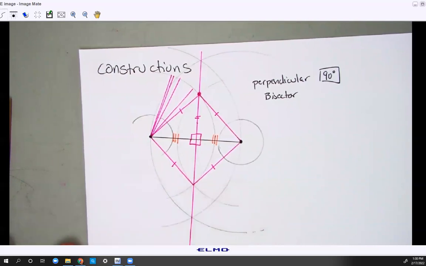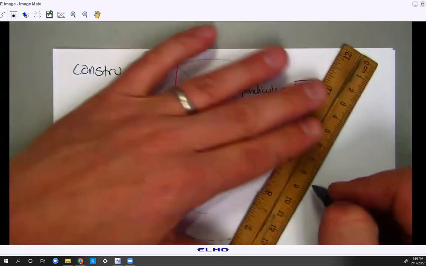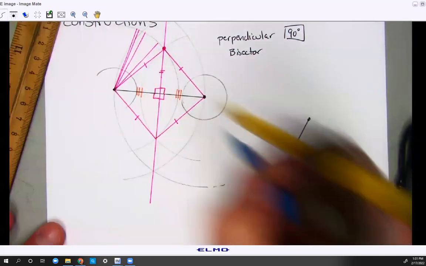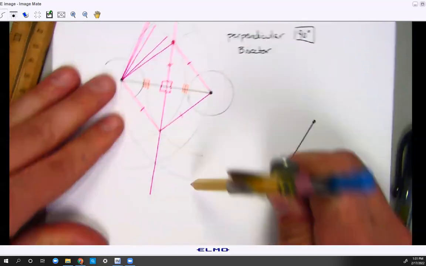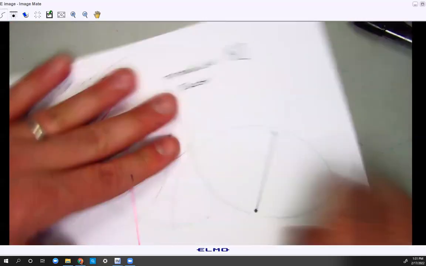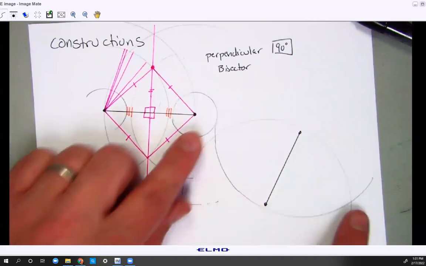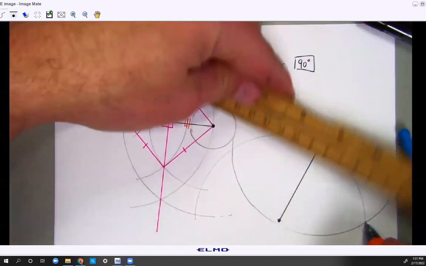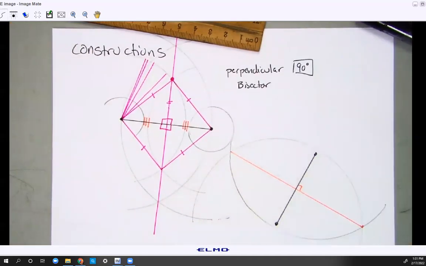When you're all done, it looks a little messy. It doesn't need to look this way. Here's another perpendicular bisector. Start with a line, any size line that you would like. Go ahead and make sure that your compass is wide enough so that when you make circles, they actually intersect. And all I did was make a circle around this point and a circle around this point. They meet here and here. If I connect this point to this point, I get a perpendicular bisector.